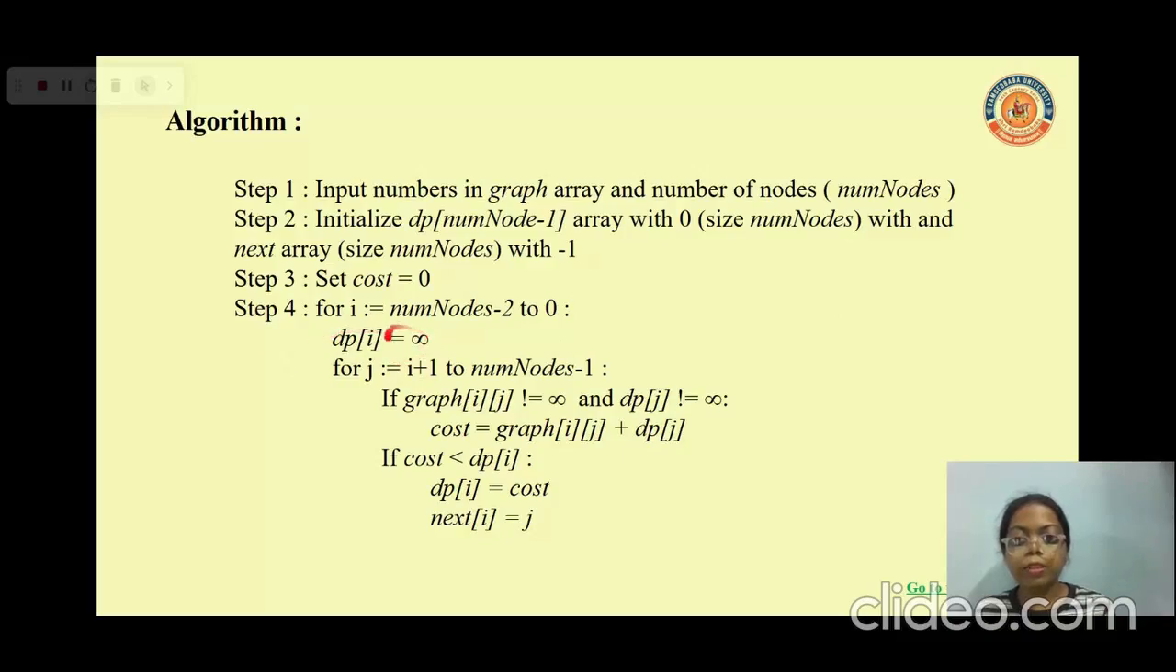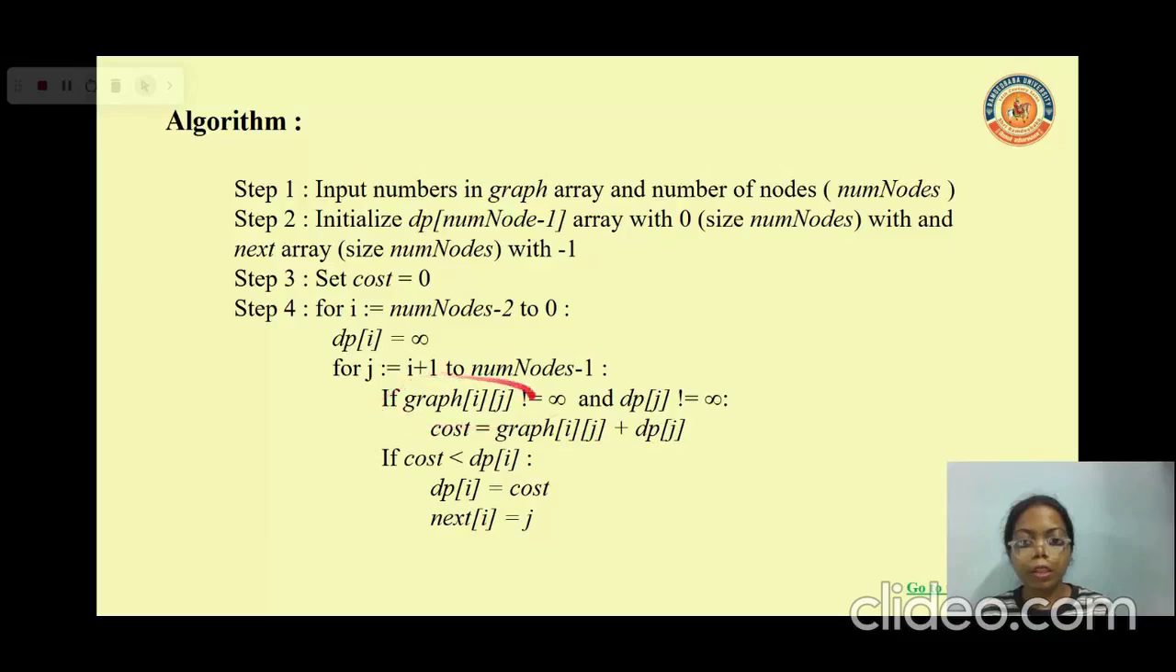So dp of I is previously initialized to infinity, which means we are considering the destination is previously unreachable for the particular node. And then I will check all my elements, that means I plus 1 to num node minus 1. So first of all I will check whether the next element I am comparing with is even reachable for that particular element I am standing at.